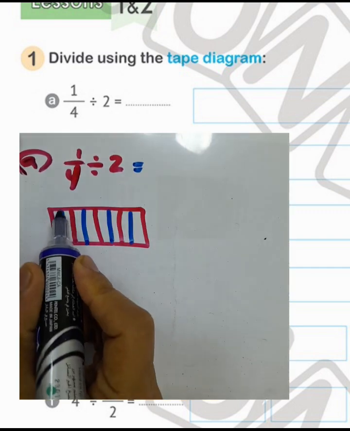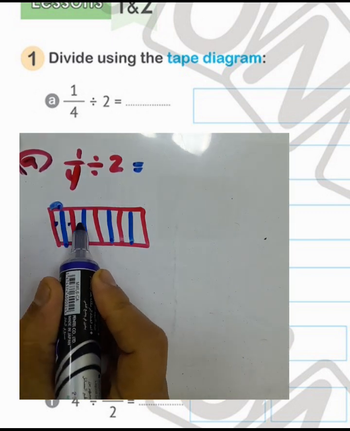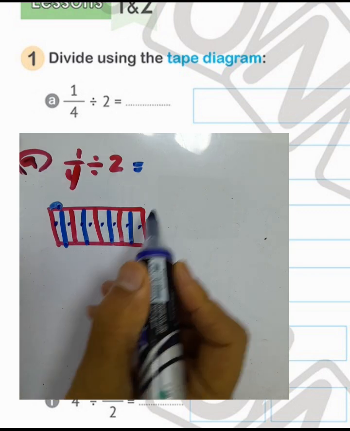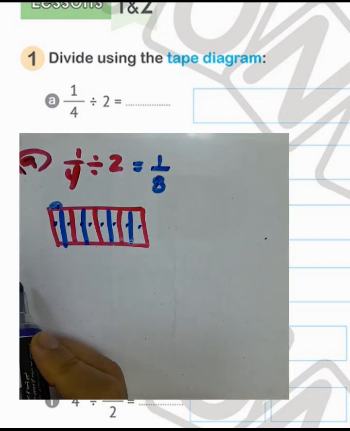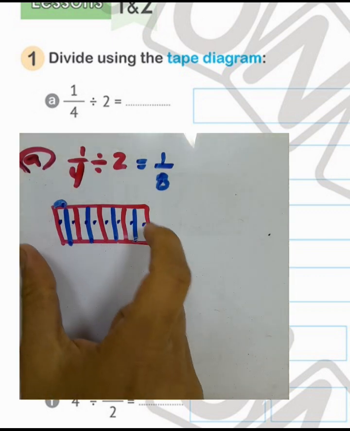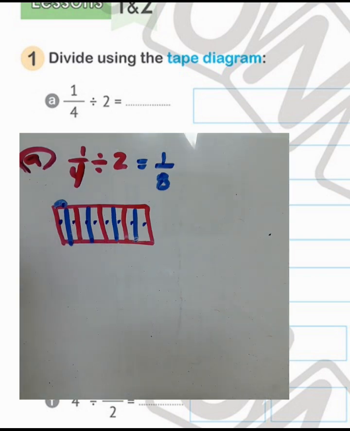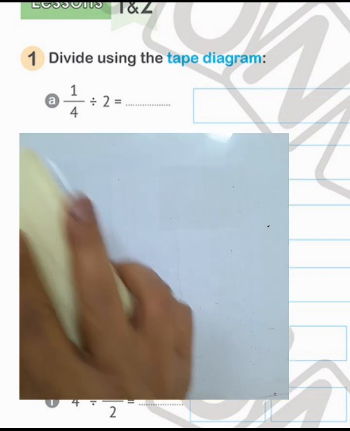Then the value of each one will be 1 part from 8 parts: 1, 2, 3, 4, 5, 6, 7, 8. Then the result will be 1/8. That was question letter A. Draw one model and divide it into 4 parts, and each part into 2 equal parts. The result will be 1/8.